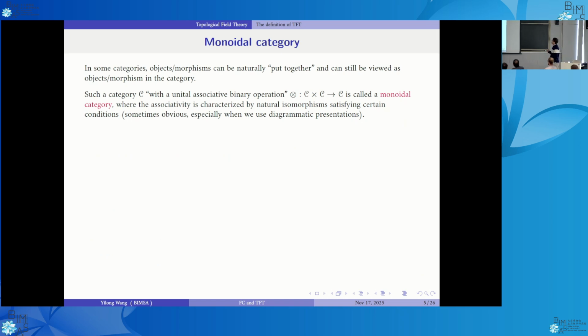Note that in this case, for this category of vector spaces, Hom sets can also have the structure of vector spaces. Okay, so they are called Hom spaces later. So in some categories, objects and morphisms can be naturally put together in a suitable sense, and still can be viewed as objects or morphisms in the category. And such a category can be viewed as a category with a unital associative binary operation, and they are called monoidal categories. Of course, the associativity is now characterized by natural isomorphisms instead of strict equalities, and they have to satisfy certain conditions. But sometimes these isomorphisms are just obvious, especially when we use diagrammatic presentation of such categories.